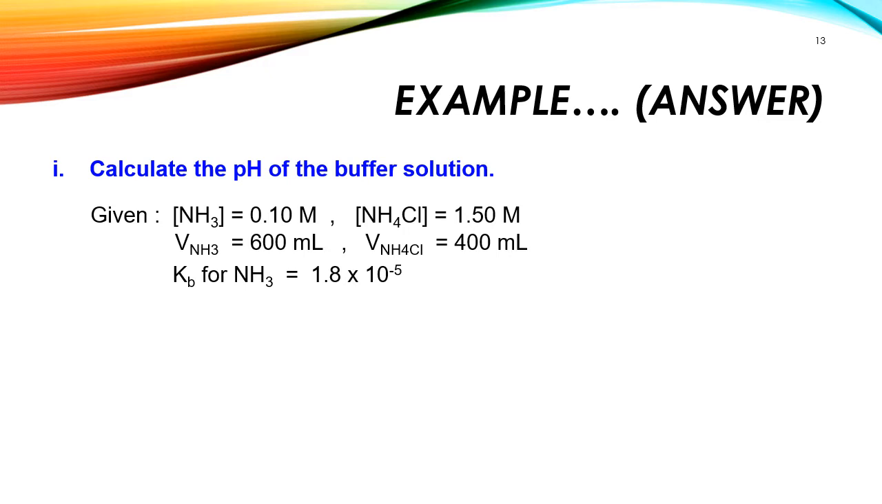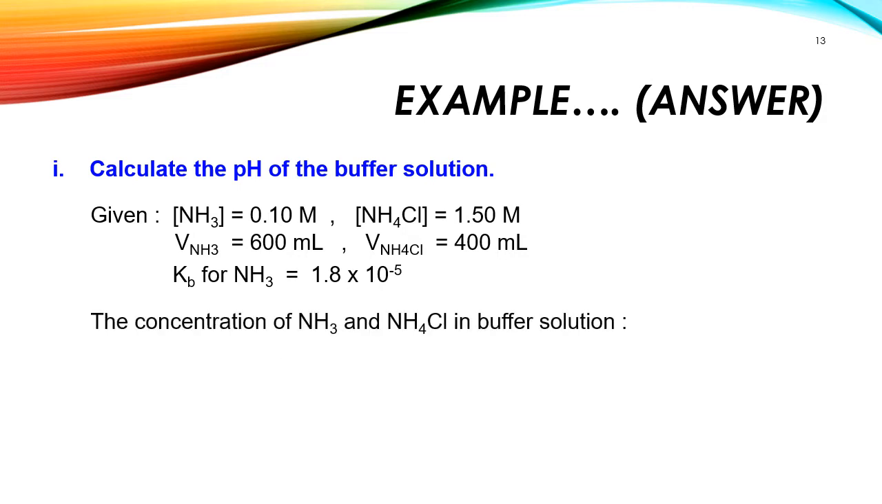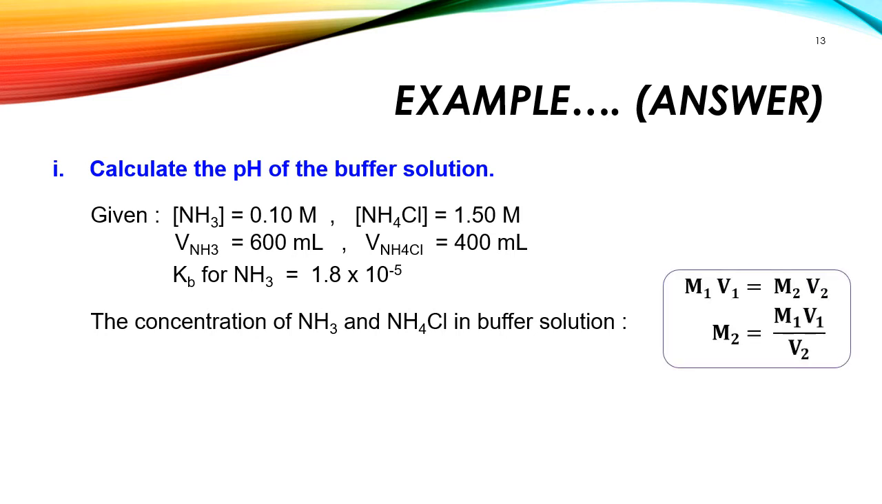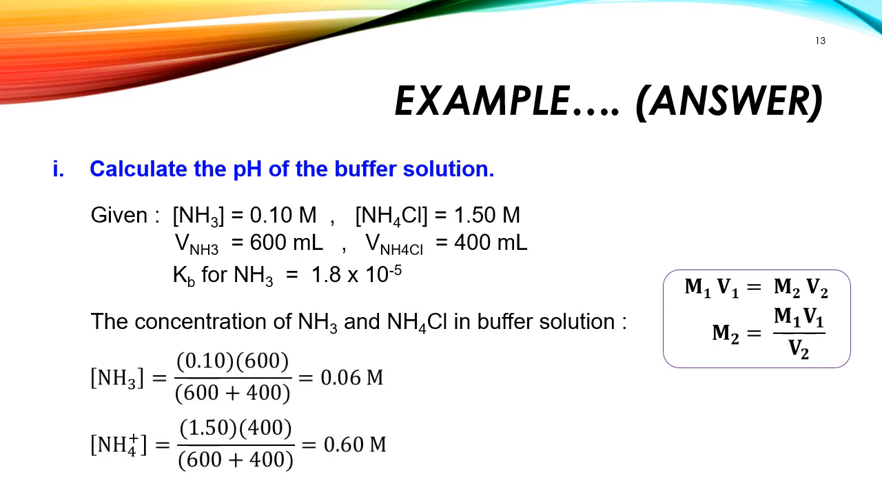Since a buffer solution is a mixture of a weak base and its salt, we need to determine the final concentration of ammonia and ammonium chloride in the buffer solution. We can use the M1V1 equals M2V2 equation. By substituting the values, we obtain the final concentrations: 0.06 molar of ammonia and 0.60 molar of ammonium.